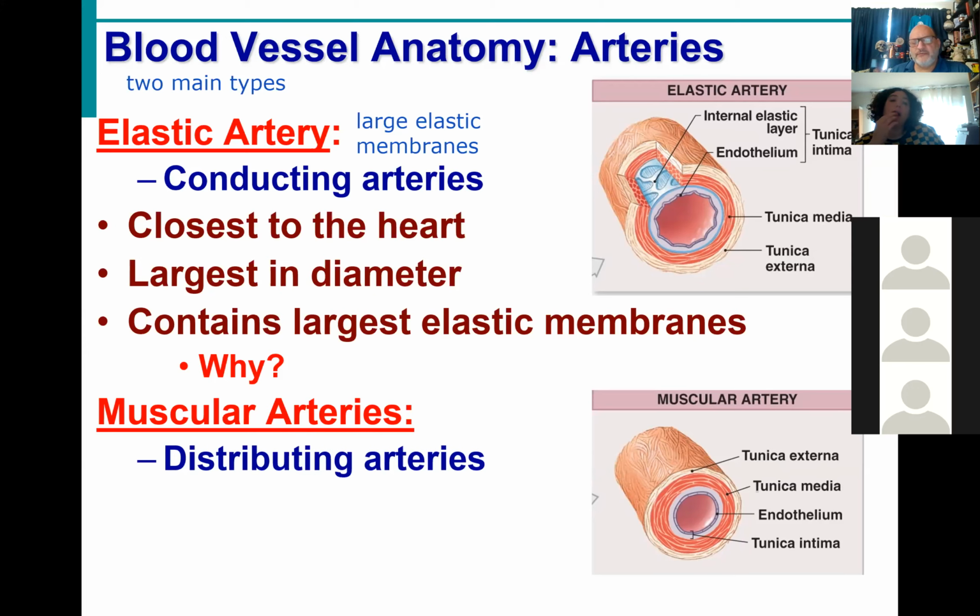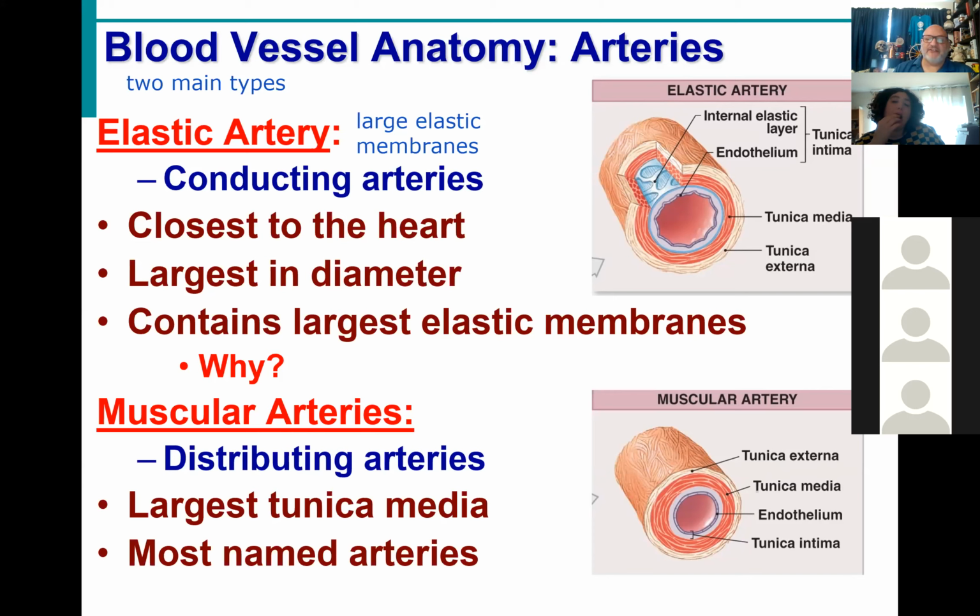I'm sorry, was there a question? Yeah, just a quick question. So would the brachial artery be considered a distributing artery? Because it splits into the radial and ulnar, right? Yes, and in fact, most of the named blood vessels of the body are indeed muscular arteries and distributing arteries, absolutely. So brachial is an example of a muscular artery, as is for that matter the radial and the ulnar.